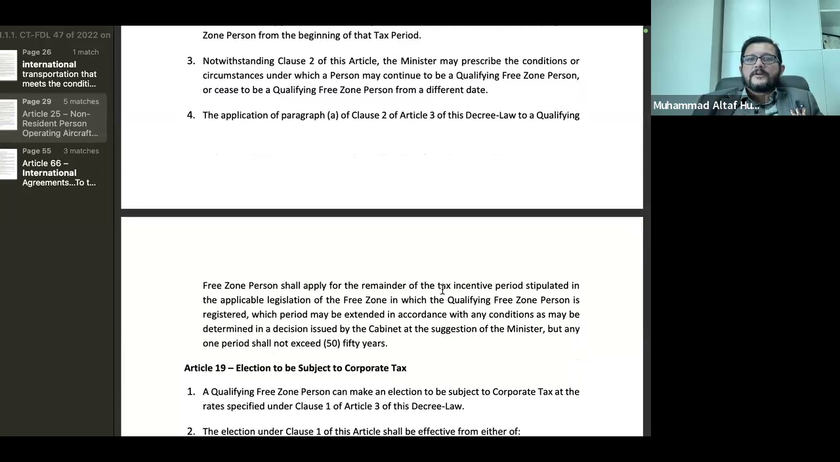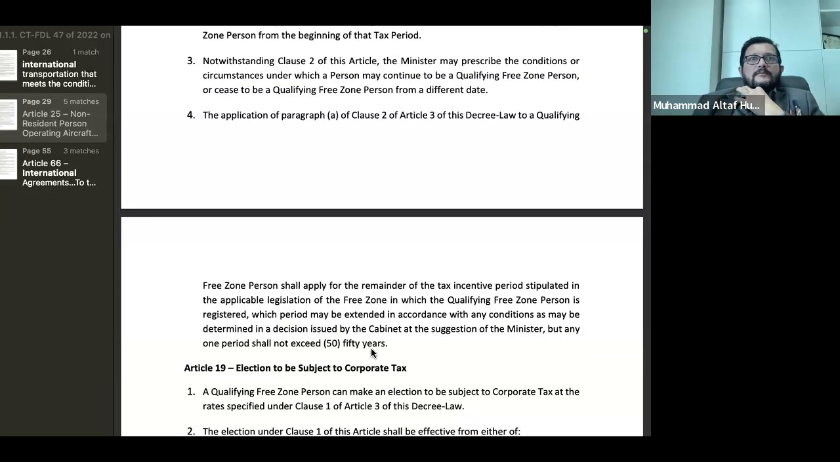Free zone person shall apply for the remainder of the tax incentive period stipulated in the applicable legislation of the free zone in which the qualifying free zone person is registered, which period may be extended in accordance with any conditions as may be determined in a decision issued by the cabinet on the suggestion of the minister. But any one period shall not exceed 50. Yes. So what they're saying is that this qualifying free zone person benefit's maximum duration is 50 years. This is a maximum 50-year regime.